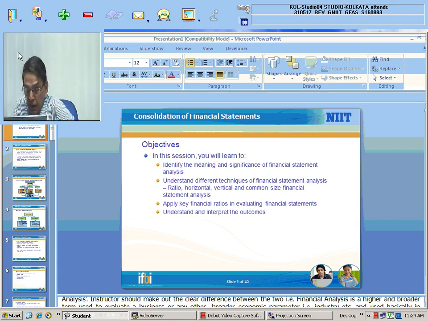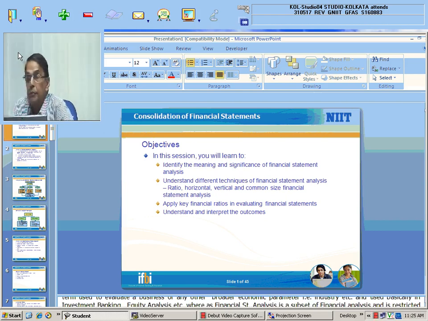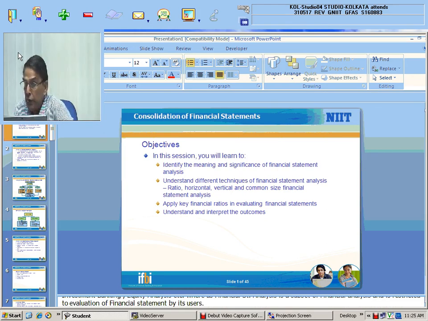Whereas financial statement analysis is only a subset of financial analysis, and is restricted to evaluation of financial statements of an entity by the users of the financial statements. So the scope of the financial statement analysis is much narrower compared to that of the financial analysis. We will try to cover both analysis techniques and interpretation of the results which arise from use of those techniques. It is important to understand interpretation can never be homogeneous, and it differs from users, industry perspective, etc.